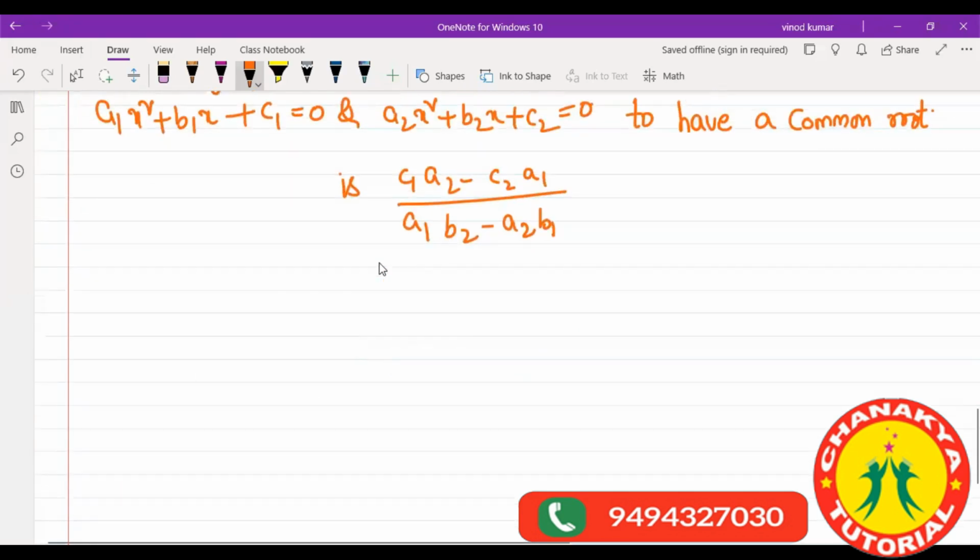Okay, next, symbolically we'll write: if the roots of ax square plus bx plus c equal to 0 are imaginary.